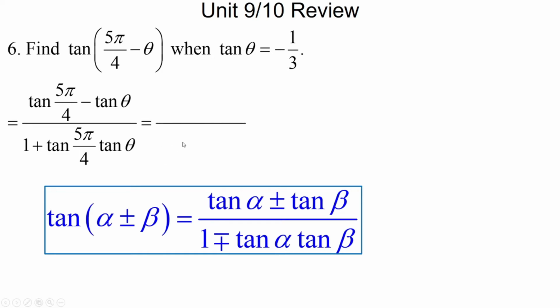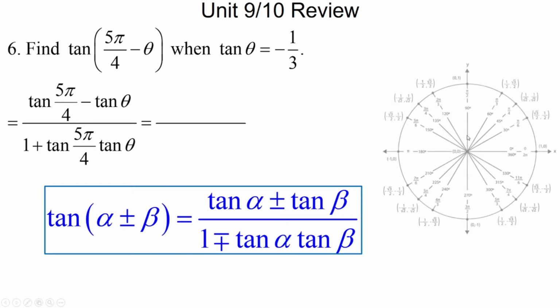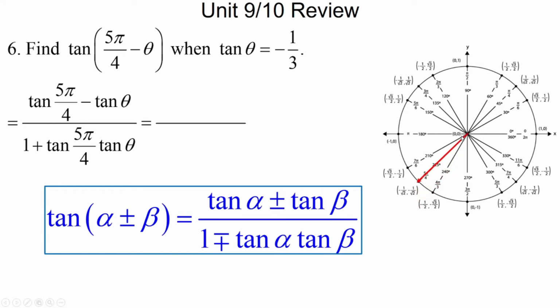All right, tangent of 5 pi over 4. Picture the angle 5 pi over 4. That's quadrant 3 right there. And tangent, remember, is sine over cosine. So sine would be negative root 2 over 2, and cosine would also be negative root 2 over 2. So that's just a 1. Oh, how nice. All right. And then I've got minus negative 1/3. I bet you I just did plus 1/3. Yes, I did. And then 1 plus. And the tangent of 5 pi over 4 is still 1. And the tangent of theta was given as a negative 1/3.